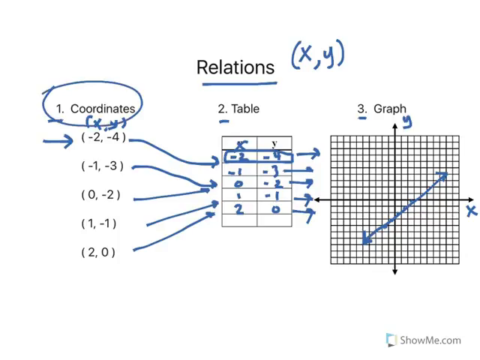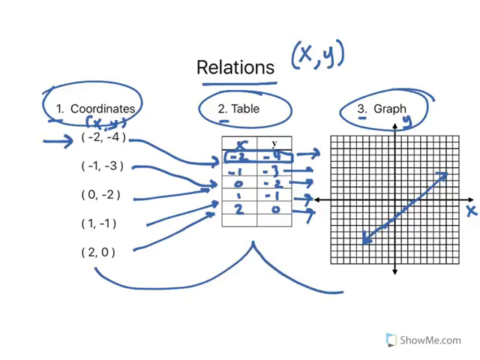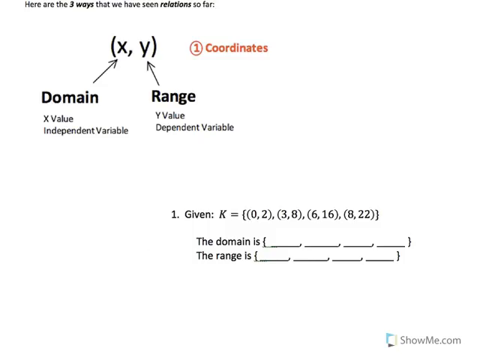So these are the three ways we have learned how to translate from coordinates to the table to the graph, or we could really go in any order. They're all showing the same thing. So today we're learning a new name for X and Y. And it's called the domain and the range. Domain is just another word for X. And range is just another word for Y.